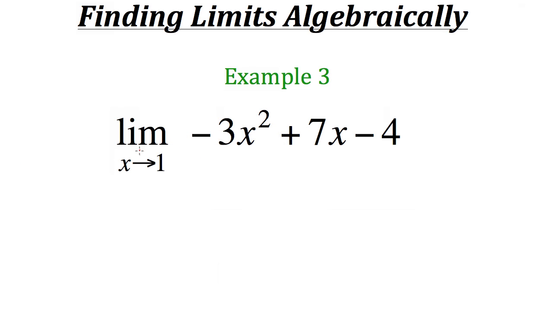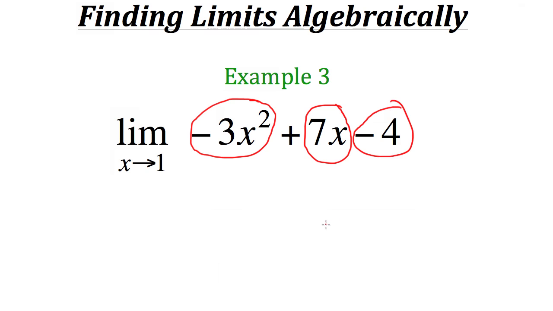Here we want to find the limit of -3x squared plus 7x minus 4 as x approaches 1. Now the way that we could do this algebraically is to sum up all the limits of each term. So we'll want to find the limit of this term, and then add it to the limit of this term, and then add that to the limit of this term. Or you could also say minus the limit of this term. So let's find the limits of each term individually first.